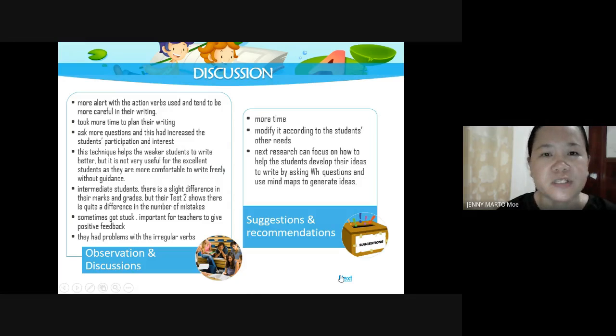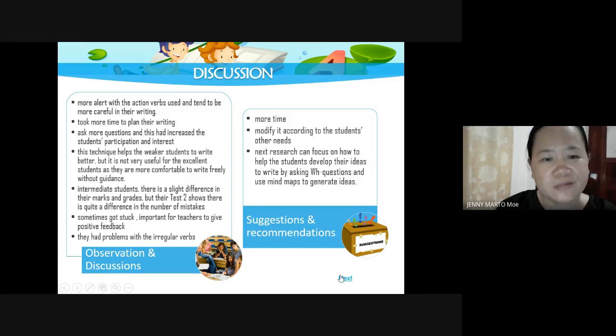Next, I'm going to discuss the discussion part, which I divided into two: observation and discussion, and suggestions and recommendations. After the intervention, I found out that the students are more alert with the action verbs used and tend to be more careful in their writing. Even though they took more time, they tried to plan their writing. And they even asked more questions, and this increased the students' participation and interest.